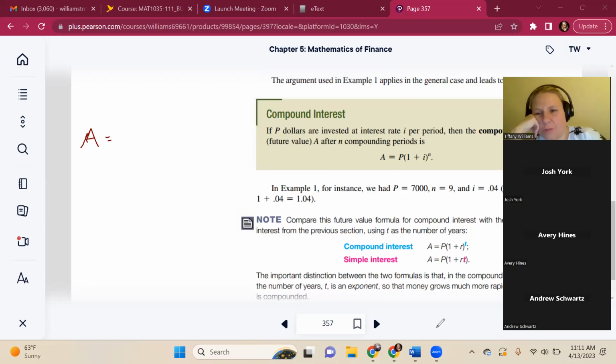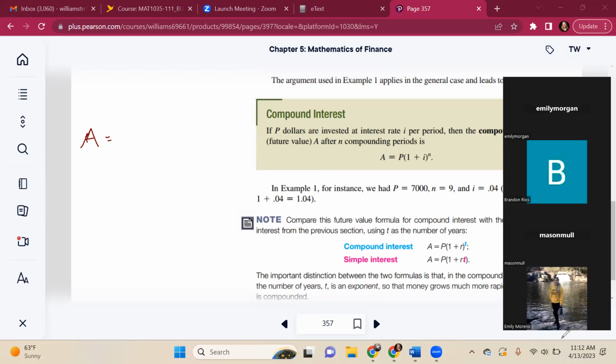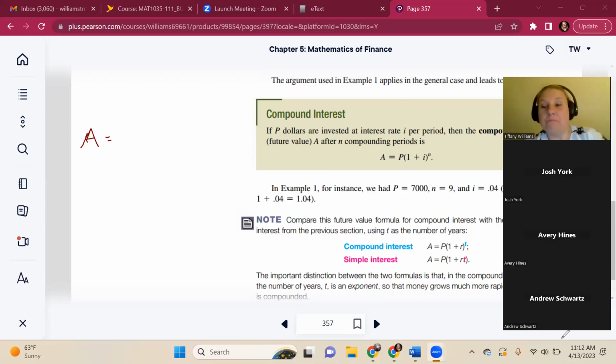What's future value mean in normal terms? P times 1 plus RT. In general, future value just means this is the money you end up with, right? Yes. So future value simply just means the money you end up with.